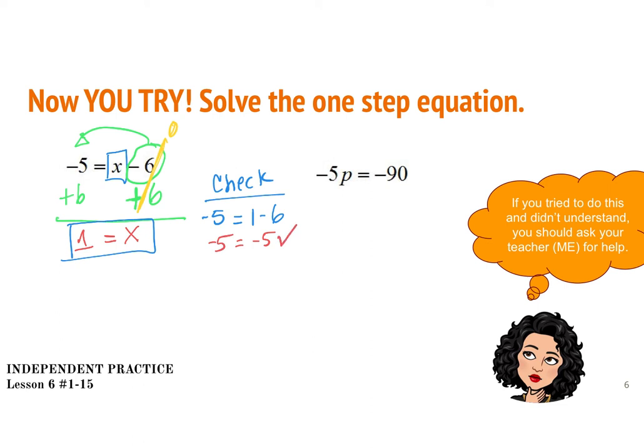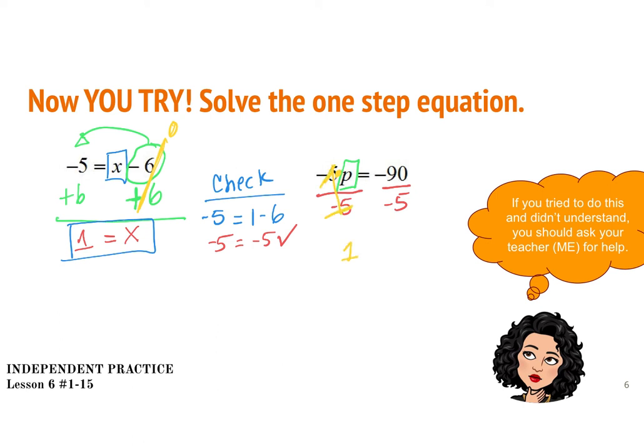Again, identify your variable. In this case, it's the letter p. Because negative 5 and p are written together with no symbols in between, this means that it is being multiplied because there's an imaginary dot in between them. So the inverse would be to divide. So we're going to divide by that number we're trying to get rid of, which is negative 5. So we're going to divide negative 5 on both sides to keep the balance. Negative 5 divided by negative 5 is equal to just one whole.